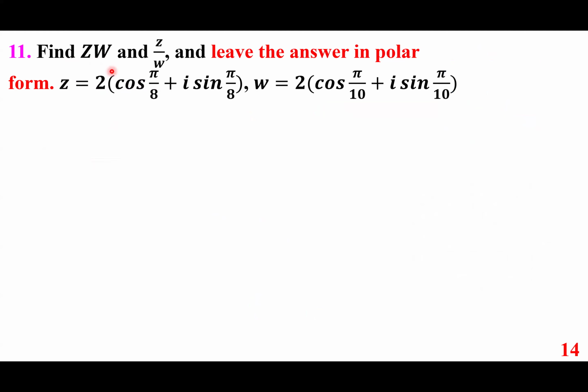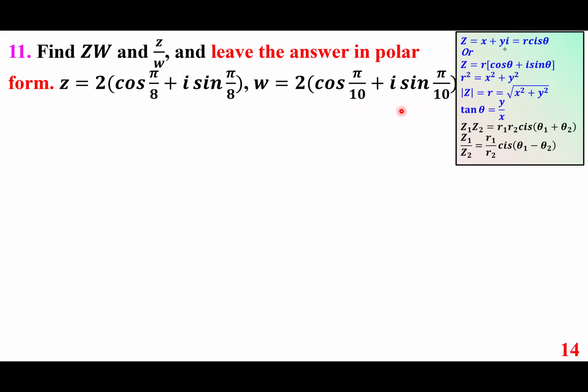Find z times w and z divided by w and leave the answer in polar, where z and w are given as follows. Well, how do we perform those operations in polar? When z is given as r cis theta in polar form, of course we know the relationship between the rectangular and polar forms.